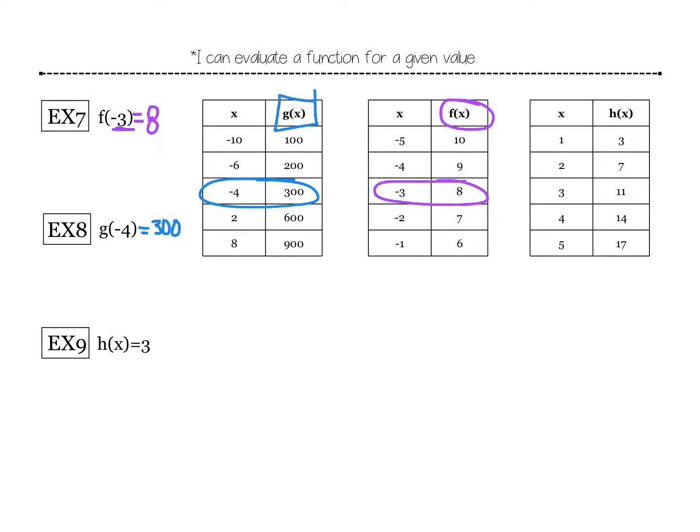All right, so example 9, see if you can do this one on your own and pay attention. Am I looking for the input or the output? So on this one, hopefully you found that h of 1 gave me 3. So in this case, I wasn't given the input value. I was given the output and had to work backwards.